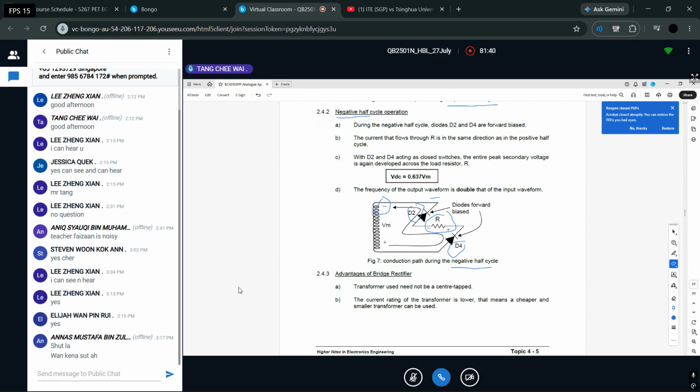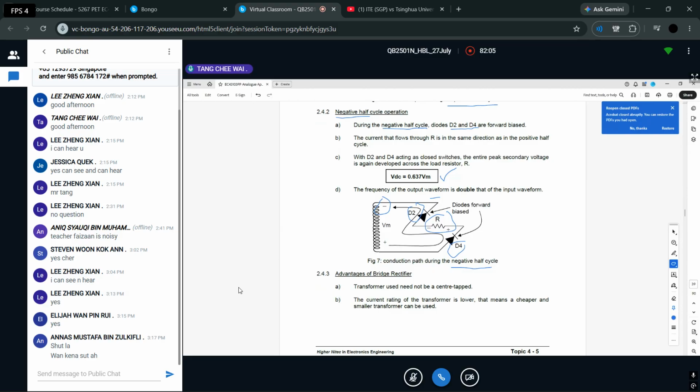Can I highlight and underline the keyword for you? D2 and D4. Obviously they conduct because they are forward bias. Reverse bias, no current can pass through. And this one is the same thing. VDC is still 0.637 Vm.